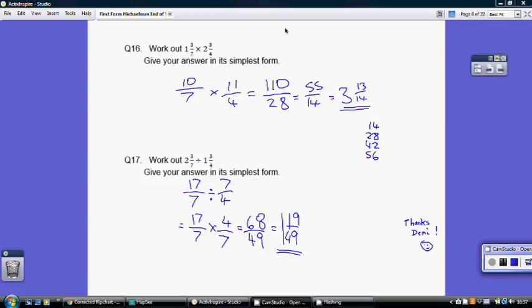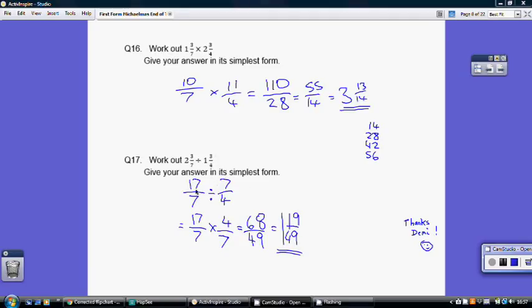Question 17. Like all fraction questions involving mixed numbers, step 1 should always be to turn the mixed number into an improper fraction, a top-heavy fraction. So 2 and 3/7 is 17 over 7. 2 7s are 14, and add 3 is 17. And 1 and 3/4 is 7 over 4. 1 4 is 4, add 3 is 7.